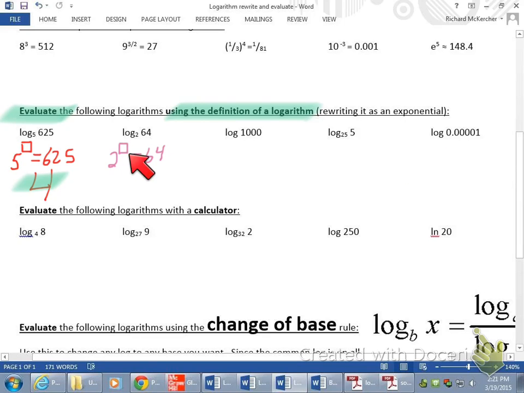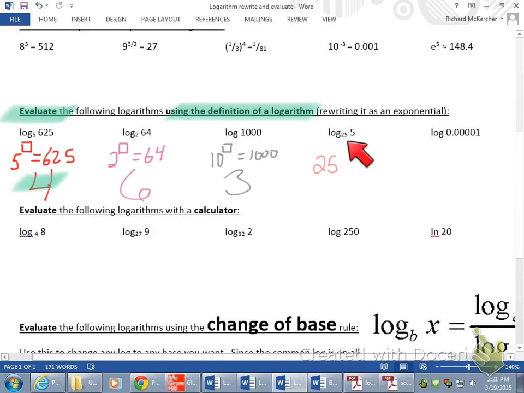2 to what power gives me a 64? So in my head I'm trying to think of what power gives me a 64. That's 2 to the 6th power. This one is a common log, so I'm going to say 10 to what power gives me 1,000. And of course that is 3.